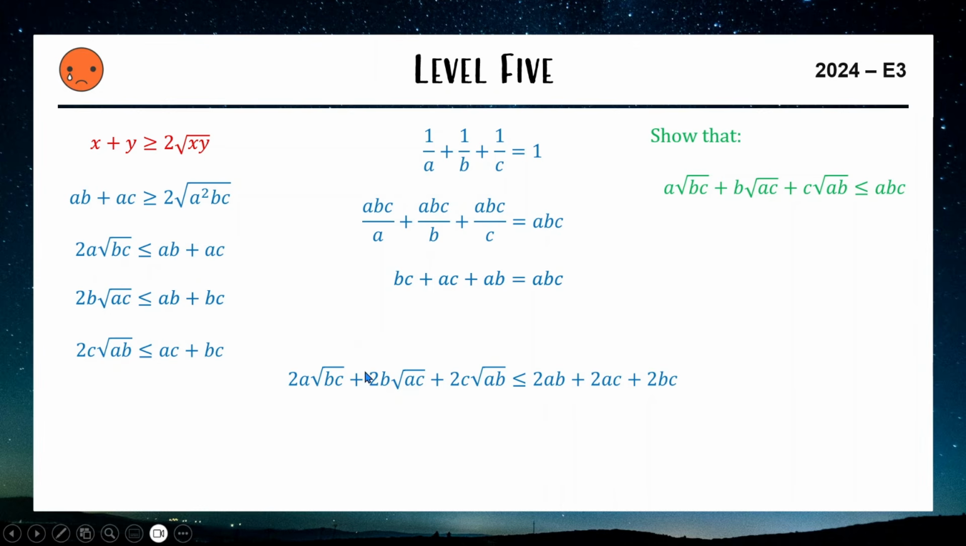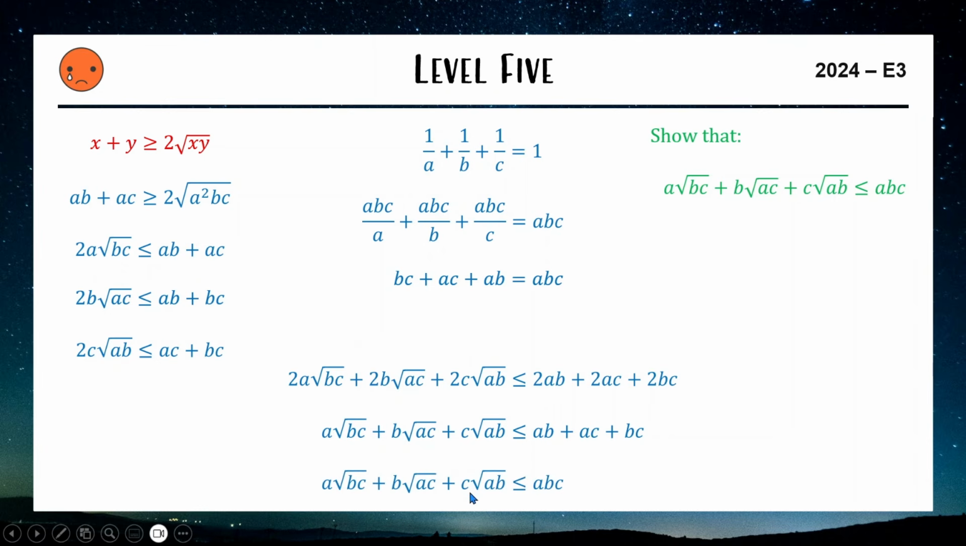Okay, now I've got a lot of 2's everywhere. 2, 2, 2, 2, 2, 2. Let's just cut everything in half. So we get this. Now on the right-hand side, what do you know? We've got AB plus AC plus BC, which, as we established from the fraction, is equal to ABC, which was the target for the right-hand side. So we sub that with that, make the right-hand side ABC, and then there you go.